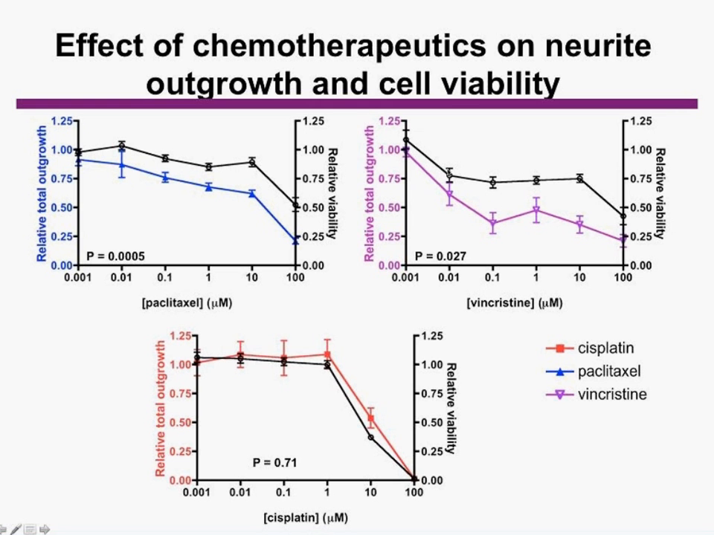This is also true for vincristine, where you see some effect of vincristine on viability, but a very dramatic effect on the neurite total outgrowth. In contrast, cisplatin has no effect both on neurite outgrowth as well as cell viability until you hit the 10 micromolar and 100 micromolar effect. And so we decided to measure caspase 3-7 activation just to see whether or not the cause of damage by cisplatin was due to apoptosis.